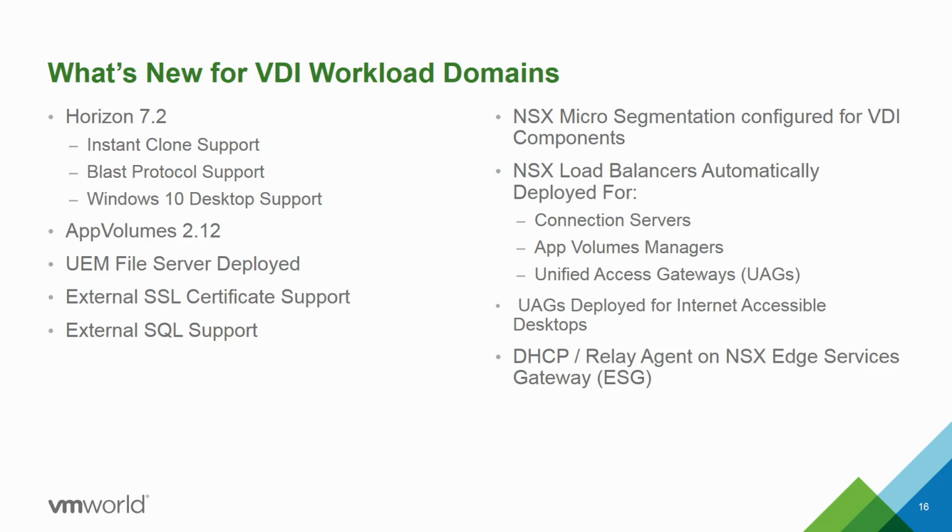So when we deploy the Horizon environment, we're going to have at least 2 connection servers. We'll be putting an NSX load balancer in front of those connection servers for you. If you're going to choose App Volumes as part of your deployment, we'll put an NSX load balancer in front of your App Volumes managers. And similarly with UAGs, the Unified Access Gateways, if you need external access, we'll do NSX load balancing there as well. And as Todd mentioned earlier, we're also going to be doing some micro-segmentation around the different management components. So we're really improving the way we're using NSX there.